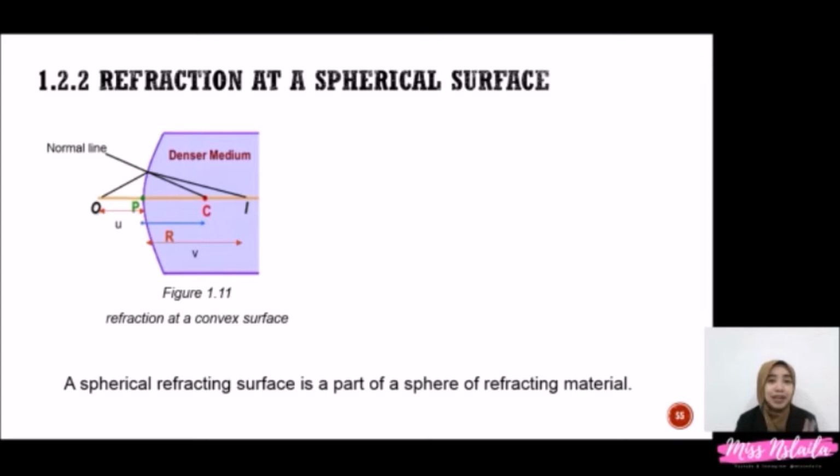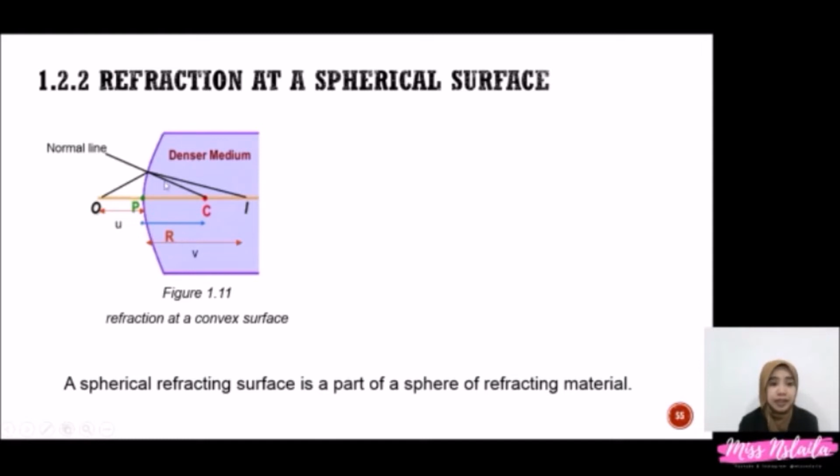Now let's move to the next subtopic, refraction at a spherical surface. There are two types of spherical surface. The first one is the convex surface and the second one is the concave surface. So look at the refraction at a convex surface first. Here we have two media. The first one is this one and the second one is this one.